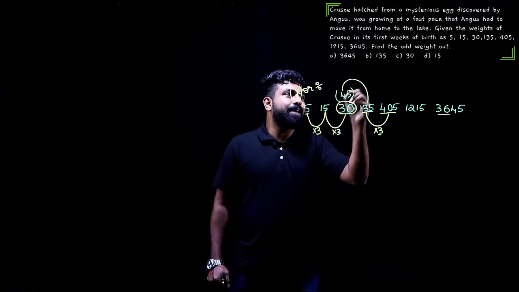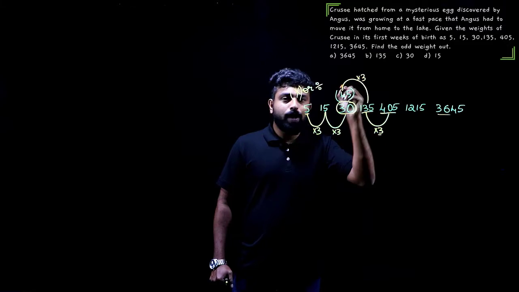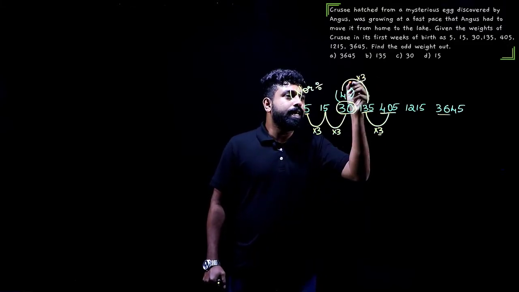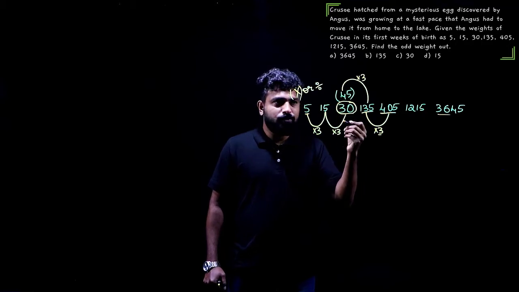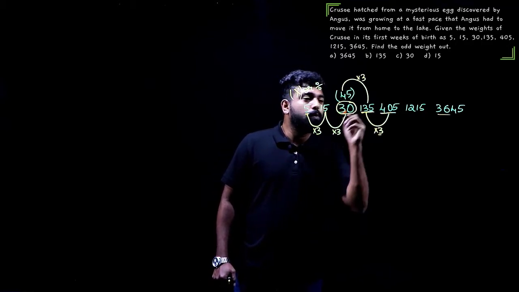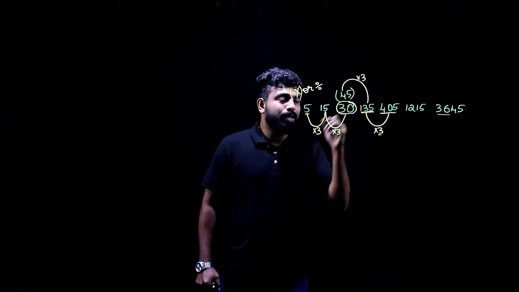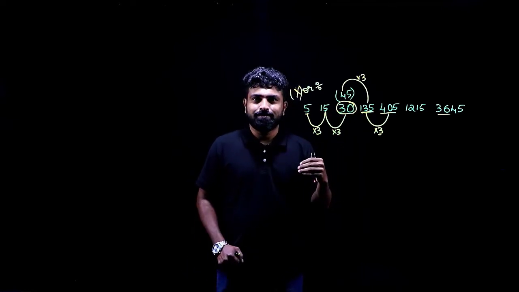So, if I multiply 45 with 3, what do I get? 40 into 3 gives me 120. 3 into 5 gives me 15. 120 plus 15 gives me 135, which is absolutely correct. So, the wrong term here is 30, which is my final answer. Now, let us look at our next question here.